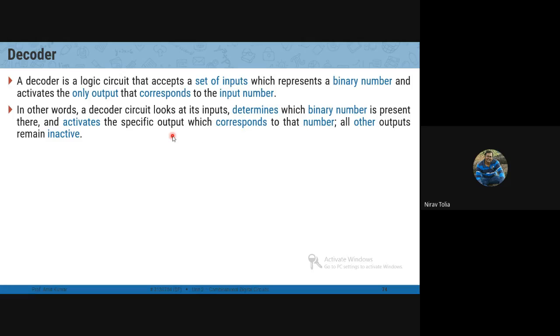The decoder activates the specific output which corresponds to the input number, and all the other outputs remain inactive. Suppose we have a number of outputs there. That is the main application of the decoder.